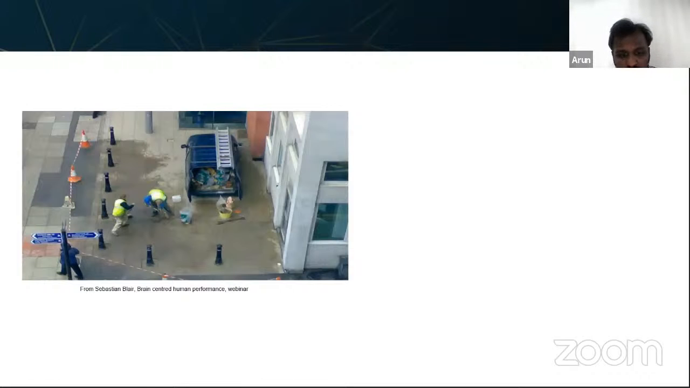Maybe someone can help. You're seeing a picture at the moment which shows people working in some part of the world. Can anyone tell me what is the problem with this situation? Just a guess. Can you guess what is the problem with this particular situation?